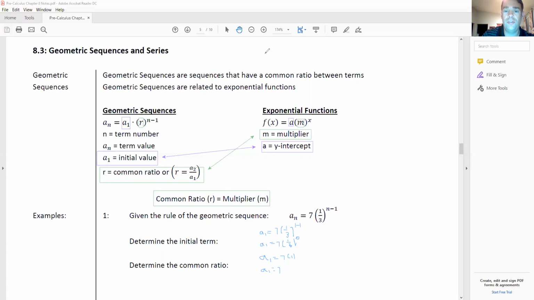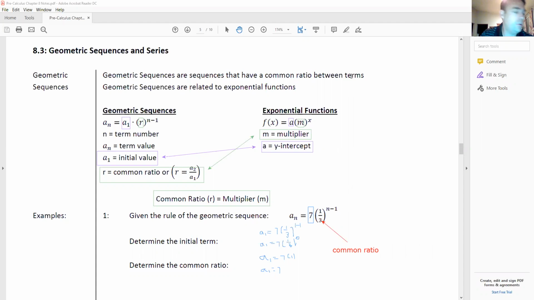So again, you can see how the initial term is the number out in front. The common ratio is that number that's the repeated multiplier. That's going to be the thing that is in our parentheses. So this right here, we would say that is our common ratio.